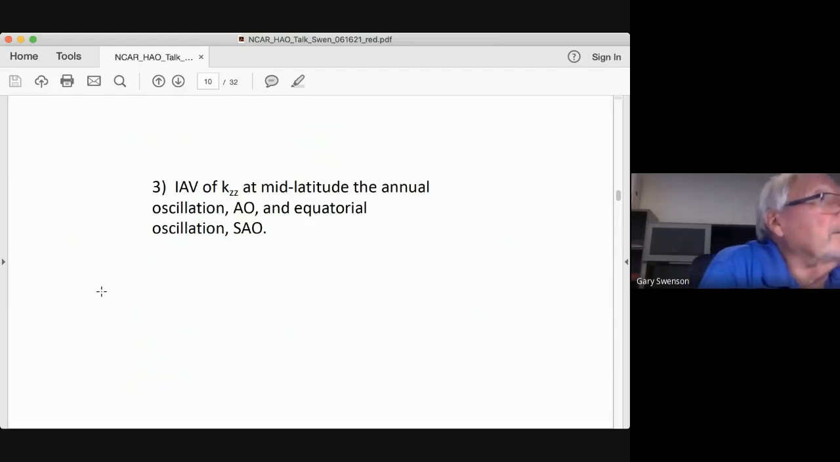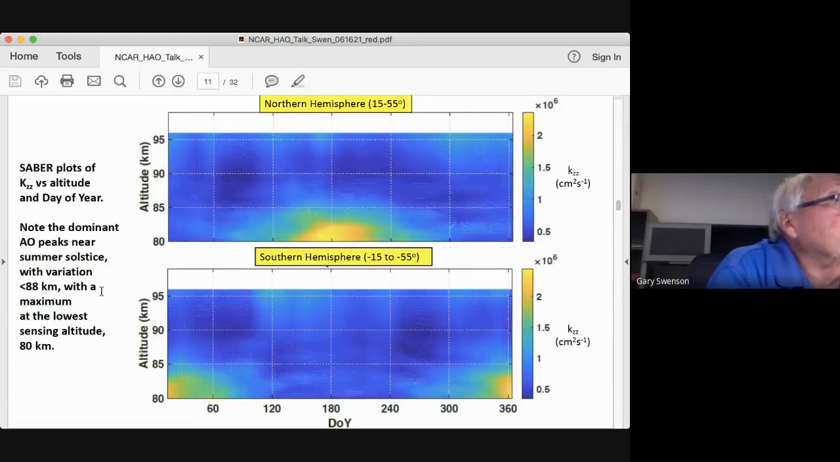So with that, we can move on to talk about some data. The first thing I'm going to talk about is the interannual variation of KZZ at mid-latitude, or the annual oscillation, as we'll see, and the equatorial oscillation in the SAO. So this is altitude, 80 to 95 kilometers, versus day of year for the northern hemisphere, the top panel, and the southern hemisphere in the bottom. And this is all from the SABER data. SABER data goes up to 96 kilometers. That's the limit of OH, and we're pushing it as we push it down to 80 kilometers.